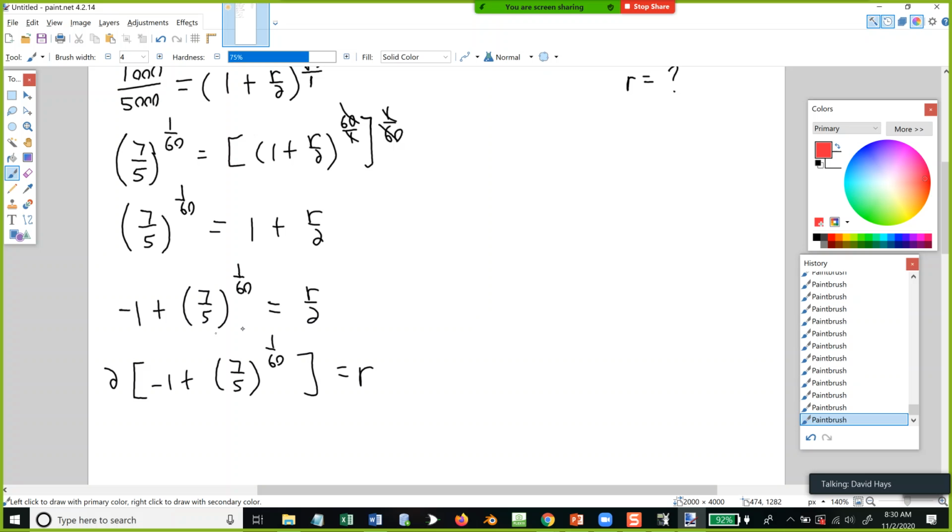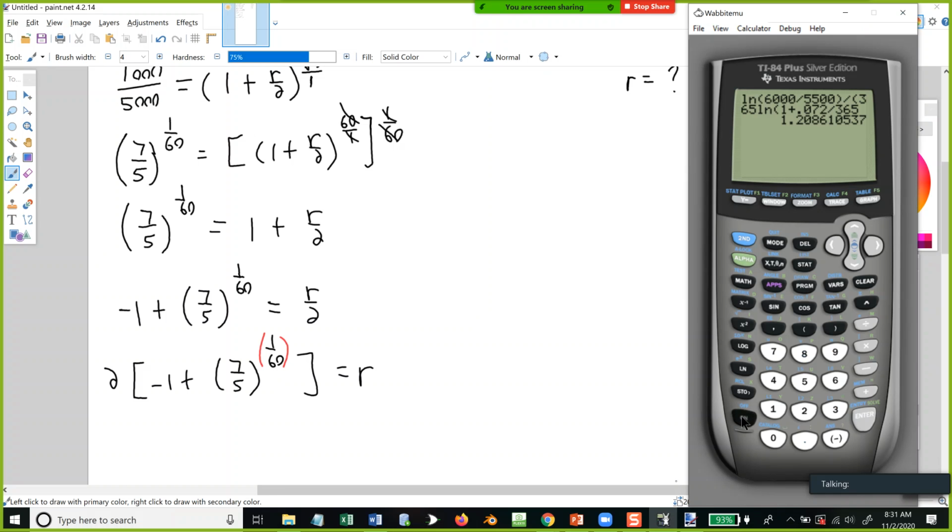Important part in plugging this in your calculator, since we have more than a single number in our exponent, we have to put parentheses around that exponent when we plug it in. Okay, 2 times -1 plus 7/5 caret, and then parentheses around the exponent, 1 divided by 60.